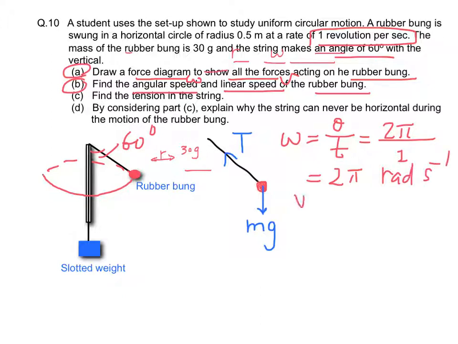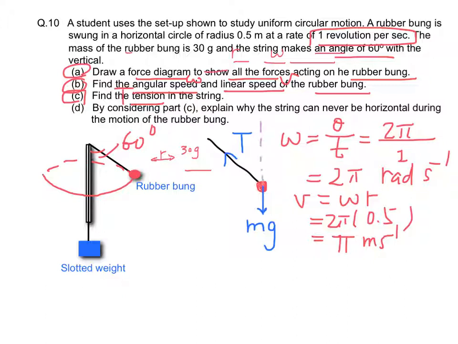Linear speed v is equal to angular speed omega times the radius, which is equal to 2 pi times the radius, 0.5 meter. Therefore, the linear speed is pi meter per second. Part C. Find the tension in the string T.